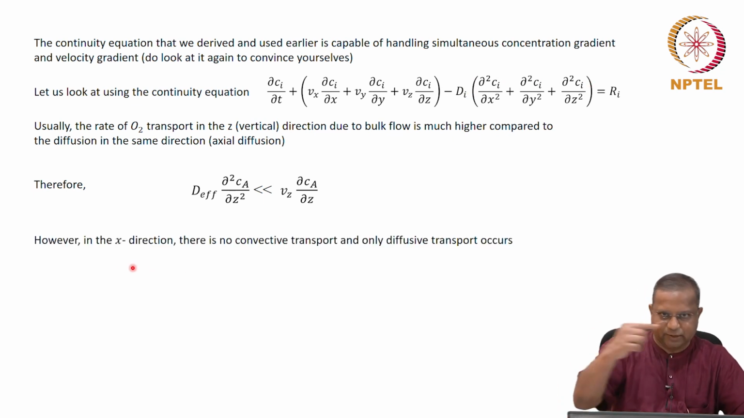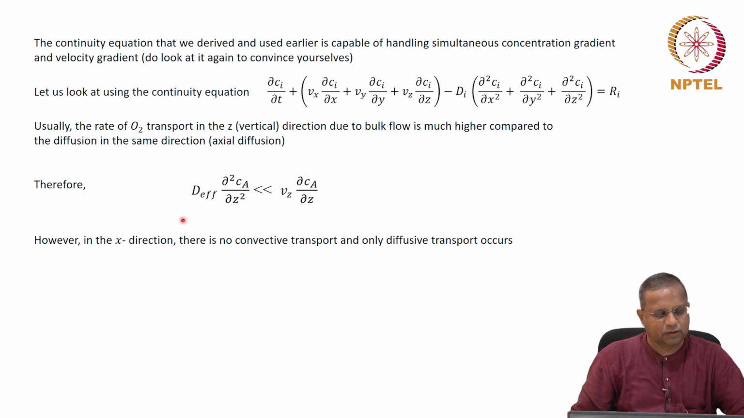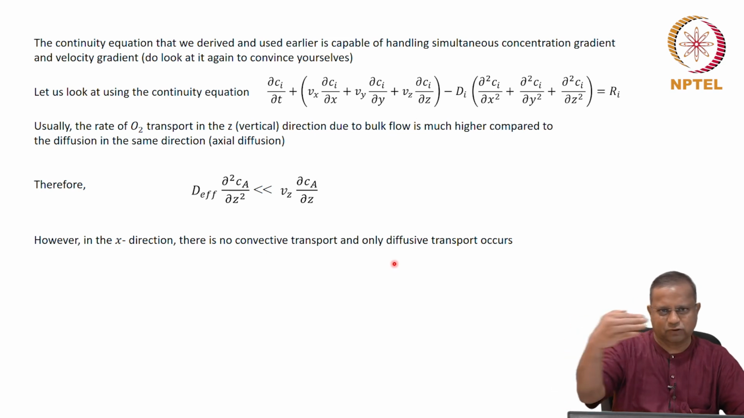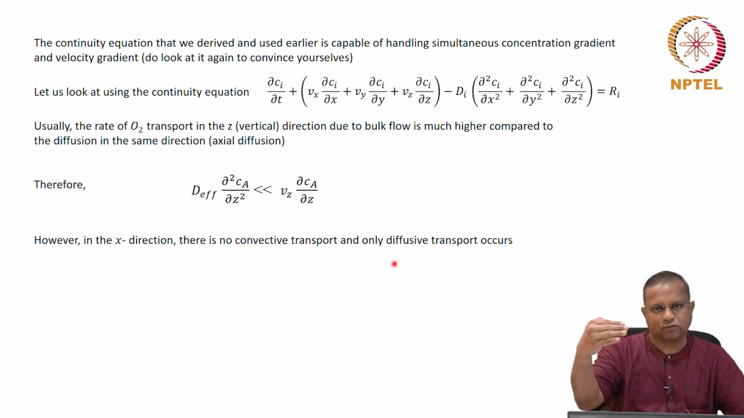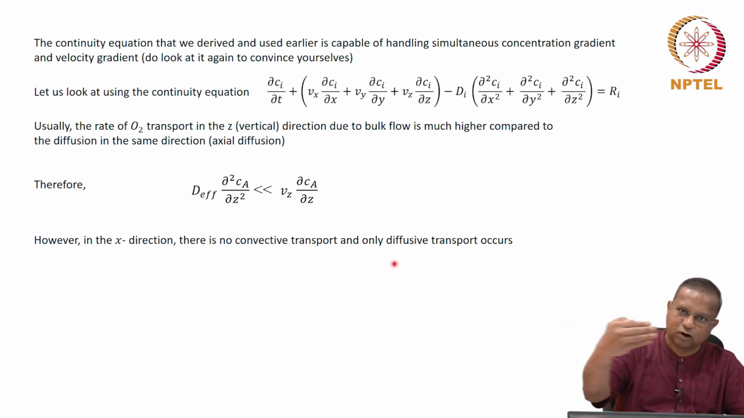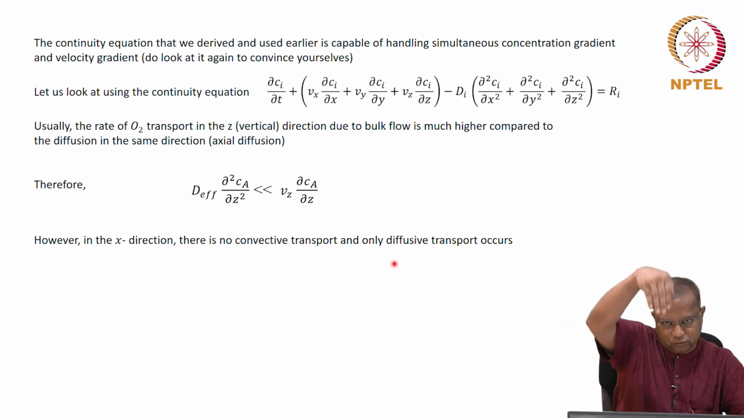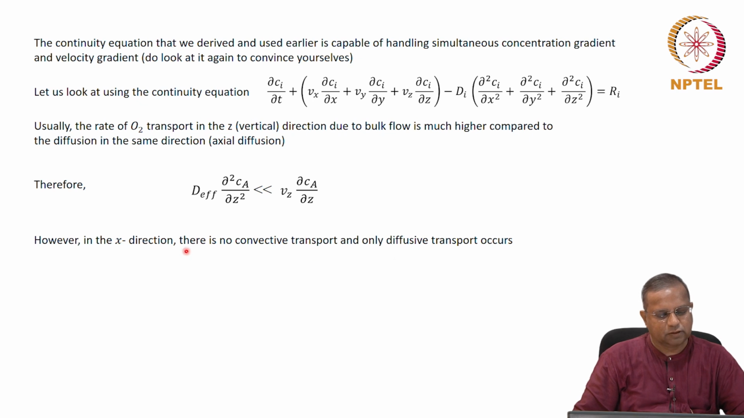However, in the x direction, into the blood film, there is no convective transport, right? Of course, there's no velocity in this direction. There is no convective velocity. Fluid is not moving in this direction at all. It is moving only in this direction. There is no convective transport, and only diffusive transport happens. Okay, so this term is certainly relevant.